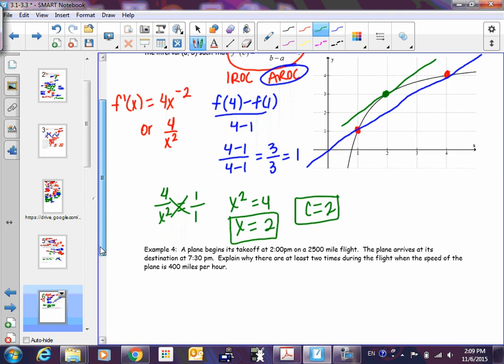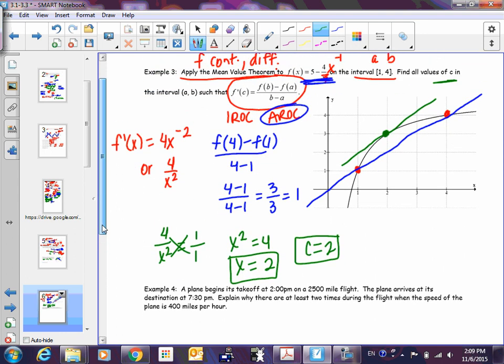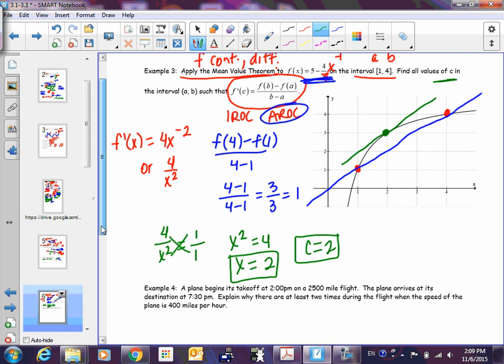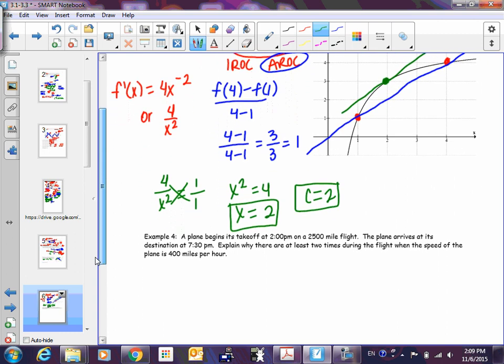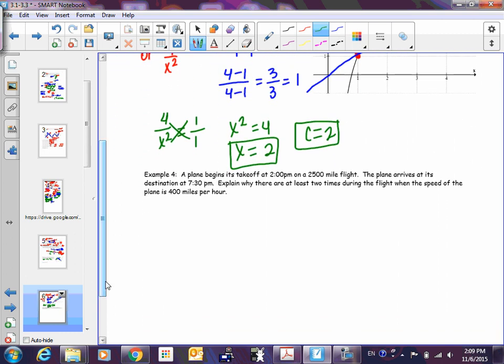All right. So that was a pretty standard example. Okay, definitely going to see stuff like that. Example 4 kind of starts us into some word problems. So we've kind of been talking more theory. Let's bring it back down to reality.